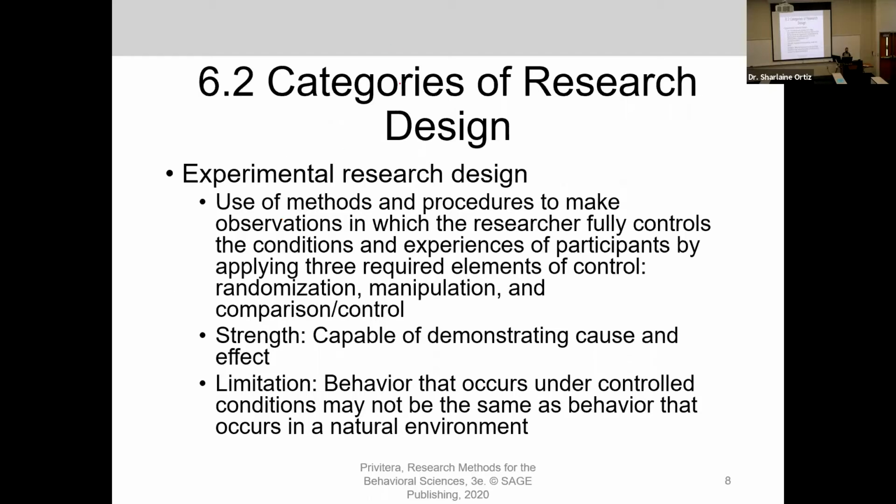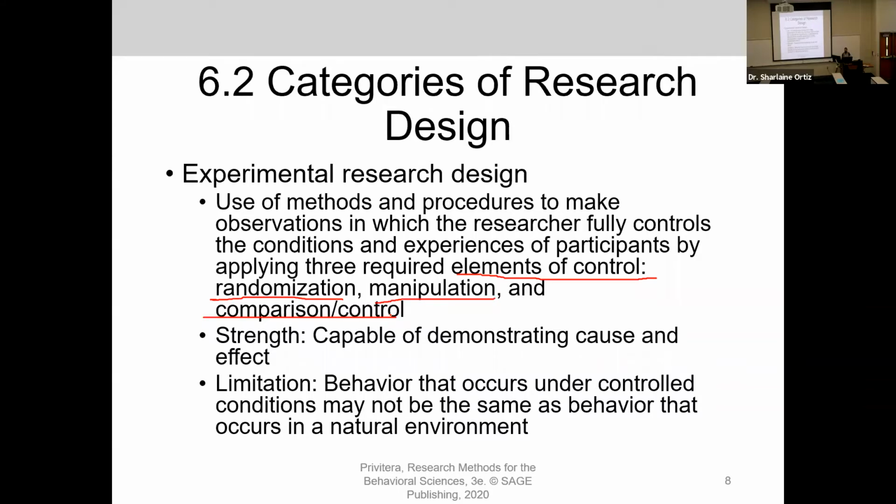But I want you to know that it's not only the control. I know we're talking a lot about control, but there are also other aspects. We are required to apply three elements in order to say, okay, I do indeed have control of my study. One of them is randomization, then manipulation, and comparison and control.